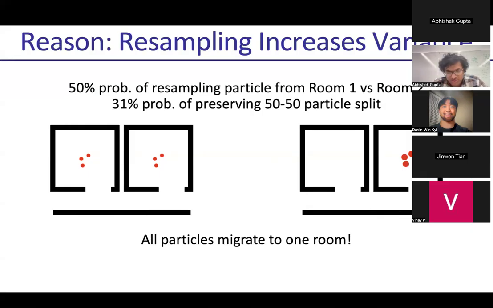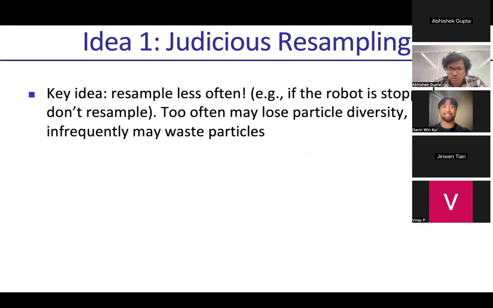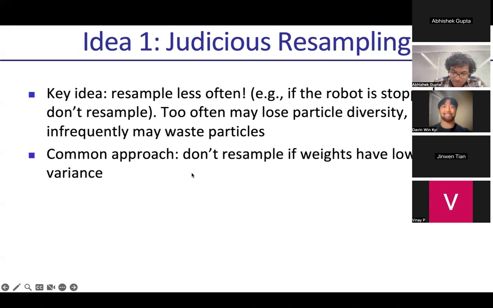And so there are a few solutions we can take, right? The first is just to be judicious when you resample. So don't resample too much. For instance, if the robot is stopped and you're not really getting new information, don't resample. If you don't want to deal with this variance problem, don't keep resampling, or be a little more discriminative when you sample, right? Don't just sample willy-nilly. Sample only if the weights have pretty high variance. If the weights have really low variance, you probably don't want to resample.